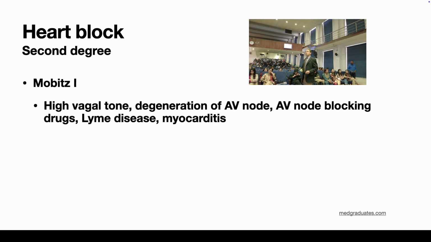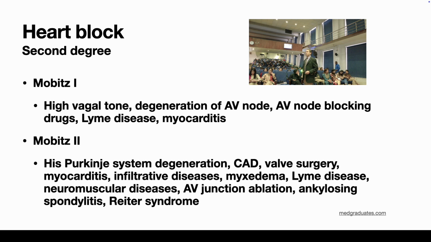Second degree heart block, Mobitz type 1, is caused by high vagal tone, degeneration of the AV node, AV blocking drugs, Lyme's disease, myocarditis. Mobitz type 2, similar problems, His-Purkinje system degeneration, coronary artery disease, valve surgery, myocarditis, infiltrative disorders, hypothyroidism, Lyme disease, neuromuscular disorders, AV junction ablation, ankylosing spondylitis, Reiter syndrome.